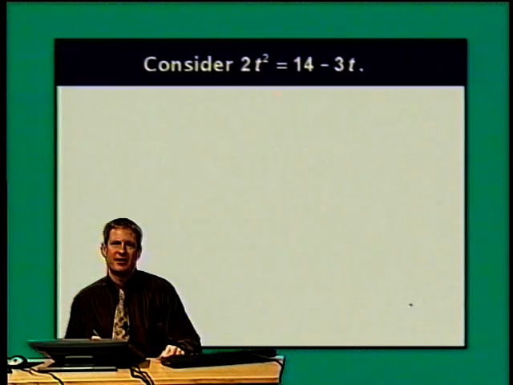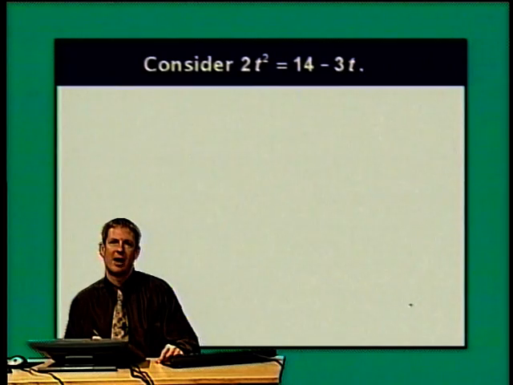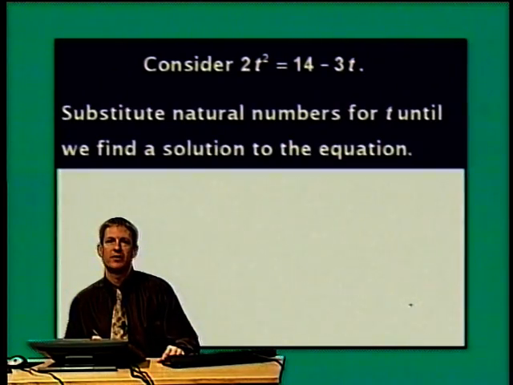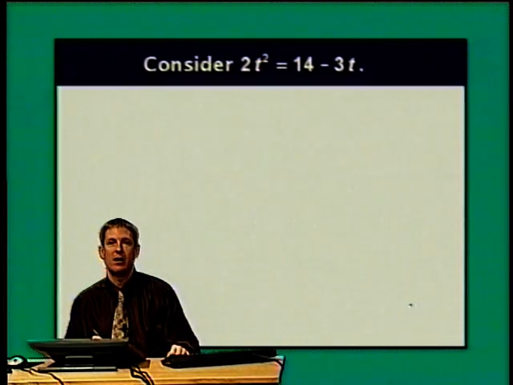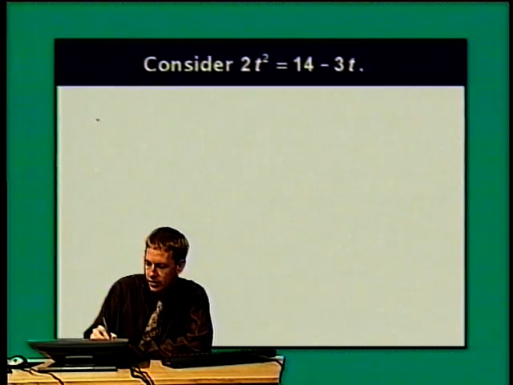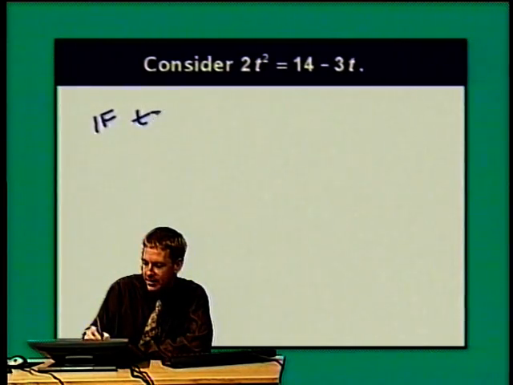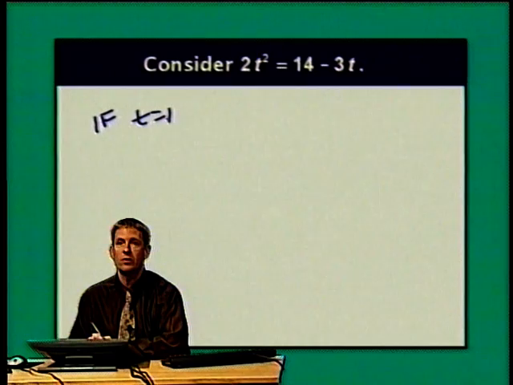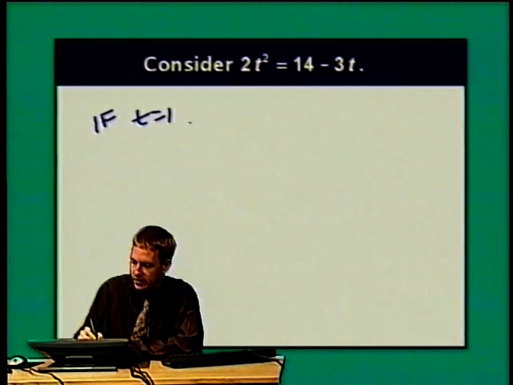Let's consider this equation. 2t squared equals 14 minus 3t. Let's substitute natural numbers for t until we find a solution to the equation. Remember, natural numbers are also called counting numbers, 1, 2, 3, 4. So I'm going to begin with a t value of 1. So let's suppose what happens if t is 1. This time I have variable expressions on both sides of the equal sign. So I'm going to have to evaluate both sides of the equal sign.